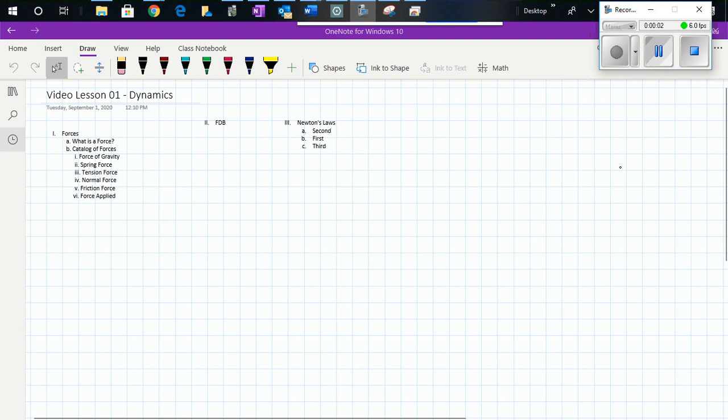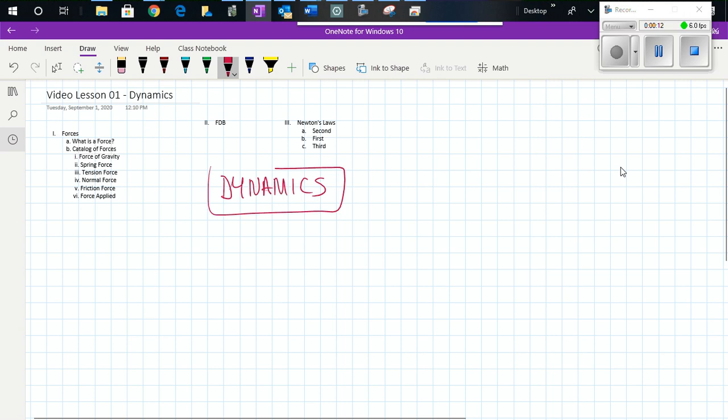Okay, so today we will start with dynamics. Dynamics is the part of mechanics that deals with the big question of why is the object moving this way?